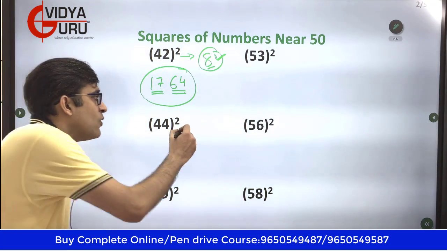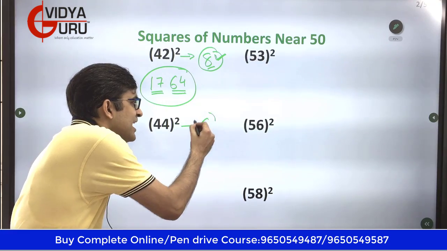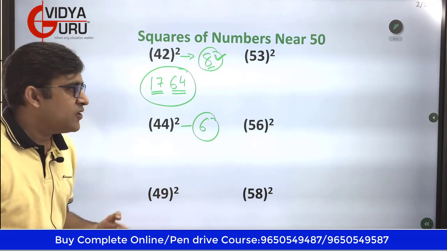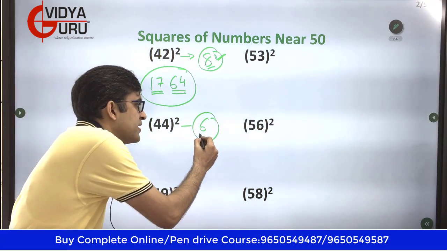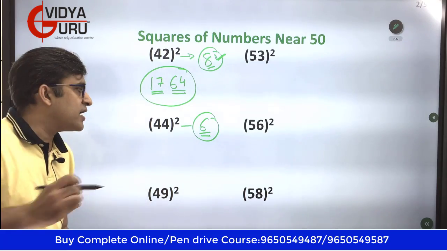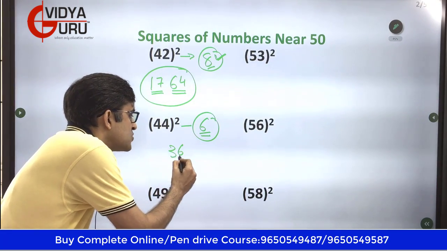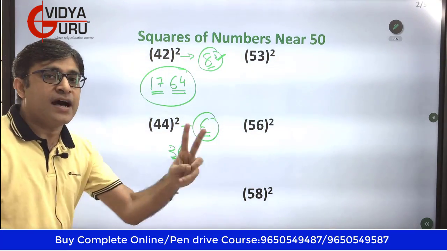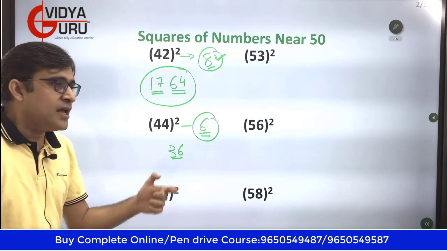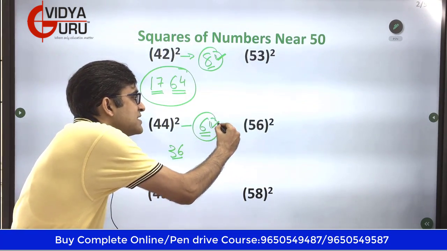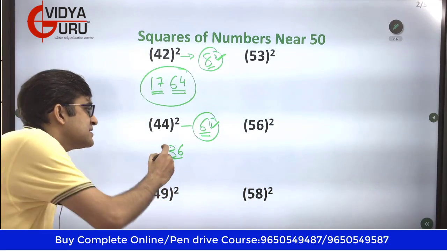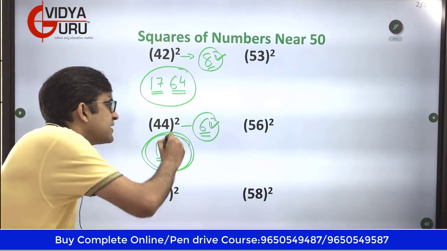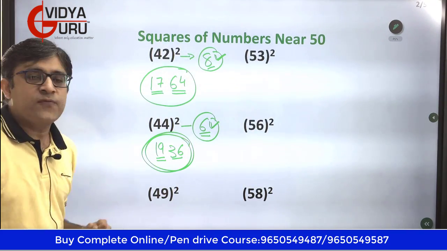44 square. How less is it as compared to 50? It is 6 less as compared to 50. So what you are going to do is find out the square of 6. 6 square is 36. So 36 turns out to be the last two digits. Now this 6 will be subtracted from 25, and what we are left with is 19. So 1936, that is the square of 44.